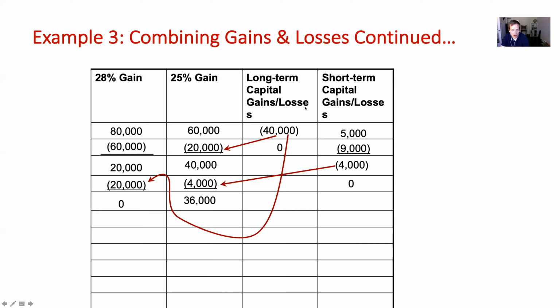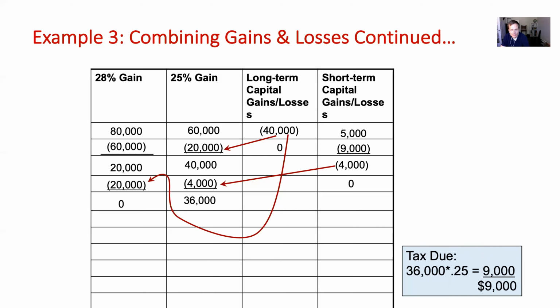I am 0 in all my categories except I have a $36,000 unrecaptured 1250 gain. It's going to be taxed up to 25%. Since I know the problem told me that Jane's marginal tax rate is 35%, I know this indeed is going to be taxed at 25%, right, max. So she'll owe $9,000 on her gains.